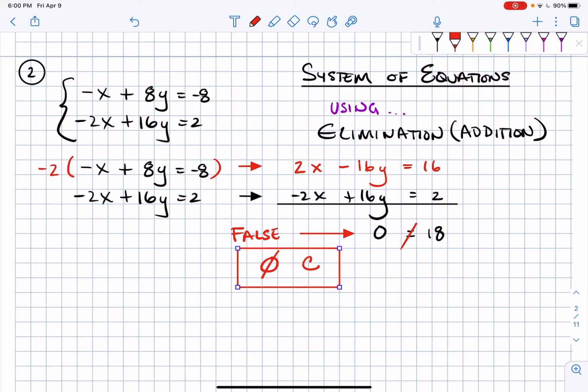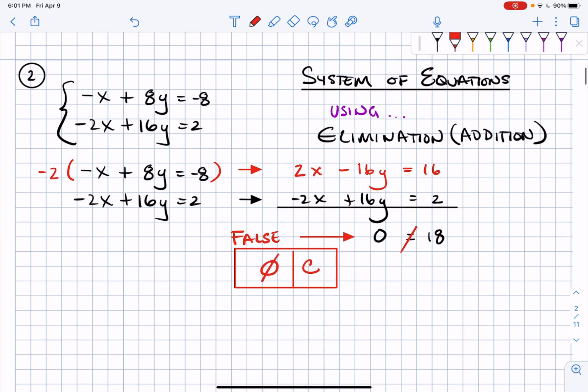So that only happens if my x and y disappear and I have a false statement. Now, if this was a true statement, like 0 equals 0 or 18 equals 18, then it's all real numbers. Everything works, all right?